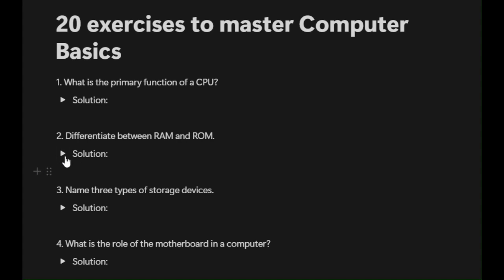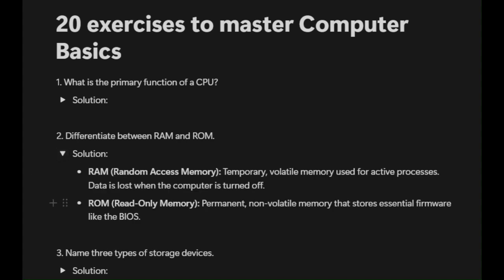Let's see the solution. The RAM, or the random access memory, is a volatile memory used for active processes. Data is lost when the computer is turned off. But the ROM, or the read-only memory, is a non-volatile memory that stores essential firmware like the BIOS. This is the difference between the RAM and ROM.